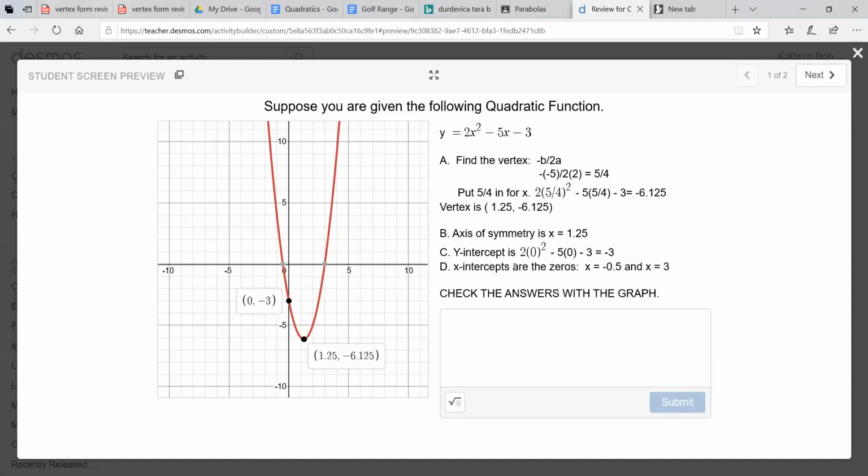X-intercepts. X-intercepts are the zeros right here. If you take a look here and here. So this is negative 0.5 and 3, 0. You can literally click them on the graph and you can find those. The other thing I'm going to ask you to do is I'm going to ask you to take and factor this. So I'm going to show you in the next slide how to do that.